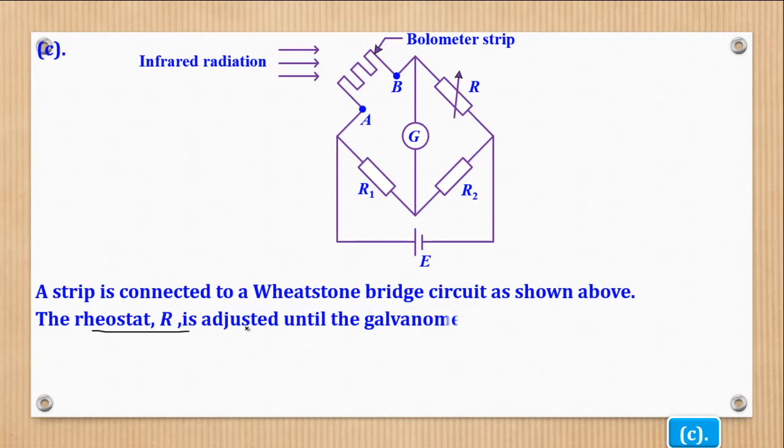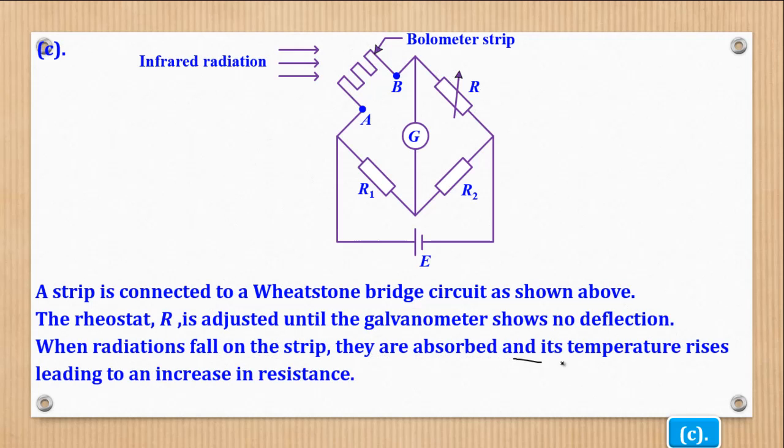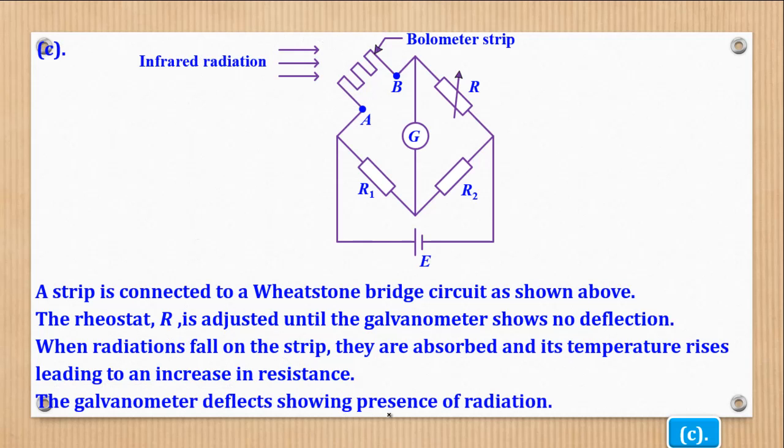Then the rheostat is adjusted until the galvanometer shows no deflection. This is the rheostat. When radiation falls on the strip, it is absorbed and its temperature rises, leading to an increase in resistance. The galvanometer deflects, showing presence of a radiation.